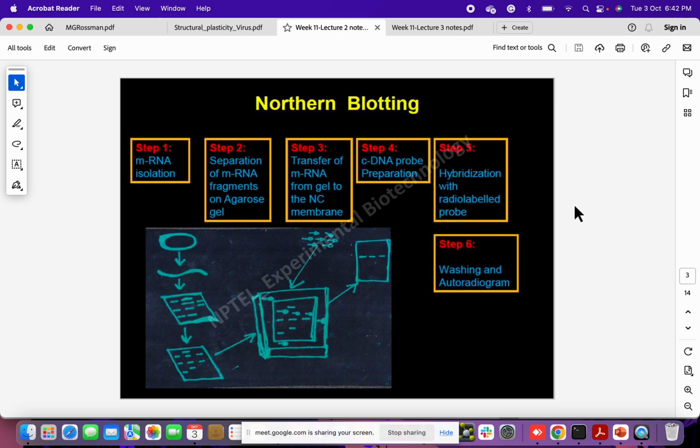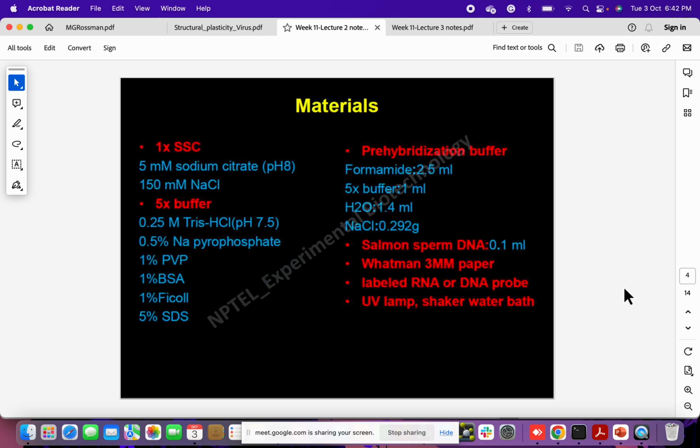For northern blotting, step 1 will be mRNA isolation. So you have to isolate your mRNA. Then step 2, separation of mRNA fragments on agarose gel. Step 3, transfer of the mRNA from the gel to a membrane. Step 4, cDNA probe preparation. Step 5, hybridization with labeled probe. Step 6, washing and autoradiogram.